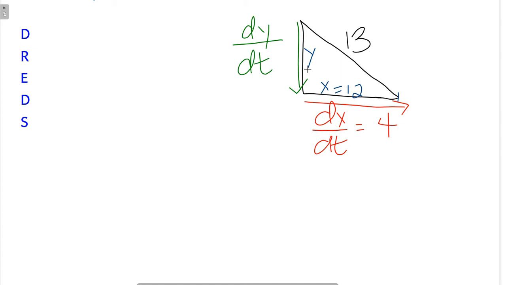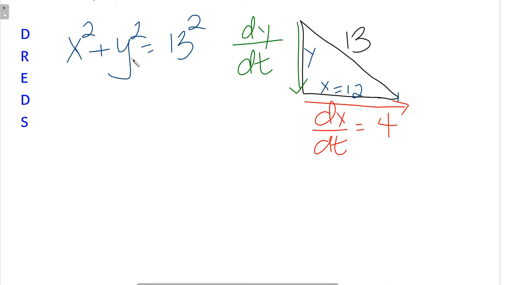And the first thing you think of when we see a triangle is x squared plus y squared equals our hypotenuse squared, which is 13. Okay? So as I said before, we have an x. Let's look at this. We have an x value we can plug in. We don't have a y value.